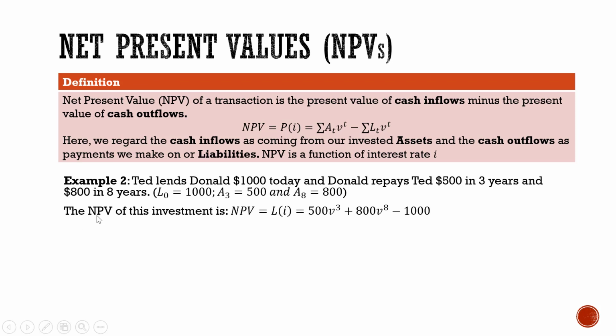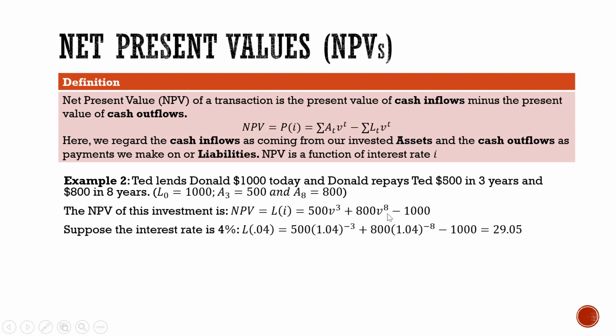So the NPV, the net present value of this investment, is 500v^3 plus 800v^8 minus 1,000. Suppose the interest rate is 4%, then we can compute the net present value at i equals 0.04: 500 times 1.04 to the negative 3 plus 800 times 1.04 to the negative 8 minus 1,000. So the net present value of this investment at the interest rate 4% is 29.05.